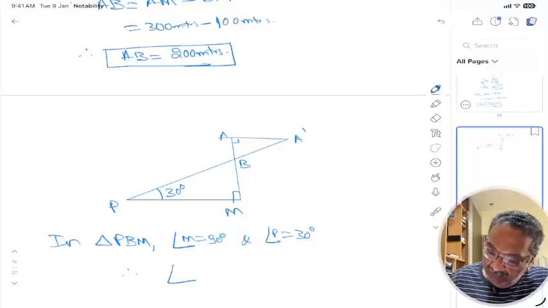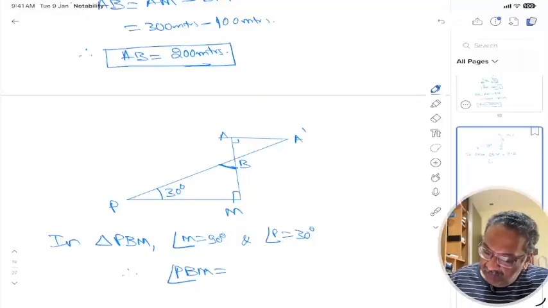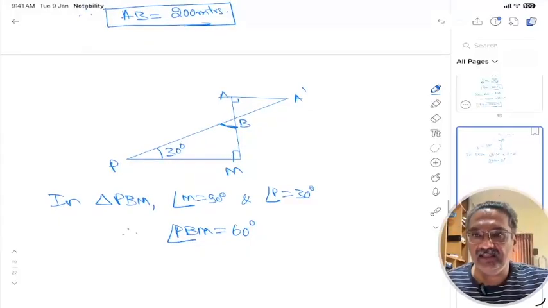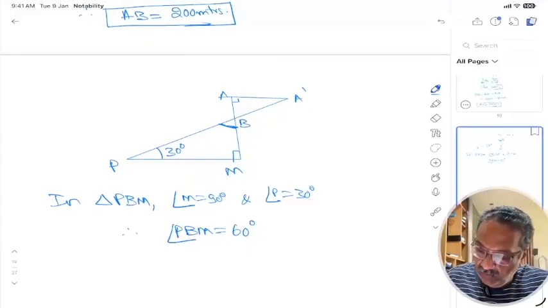Therefore, angle PBM, this angle, will be 60 degrees, because the sum of all the angles in a triangle is 180 degree. So this is 60 degree. Now these two angles will be equal.